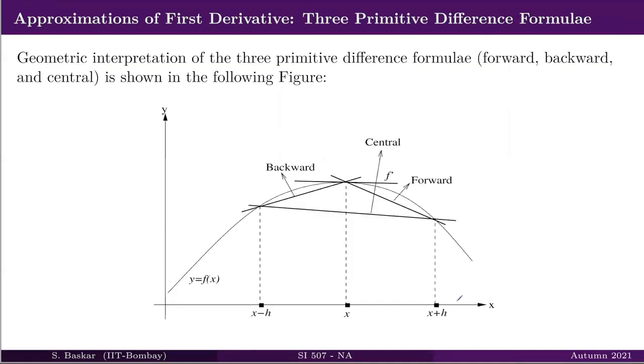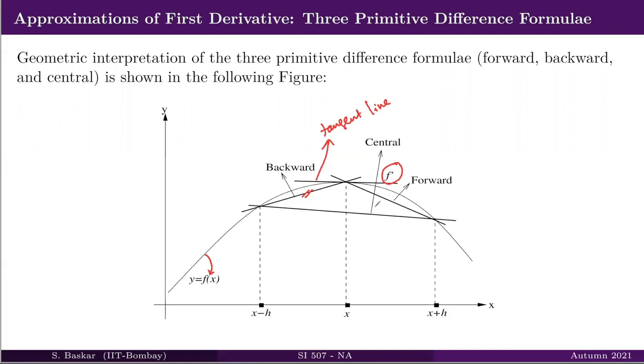Let us see the geometrical interpretation of these three primitive difference formulas, namely the forward difference, backward difference, and the central difference formulas. Let this solid black line be the graph of the function f of x. And now we want to find the slope of this tangent line at the point x, that is what is given as f dash, as we all know. In the backward difference formula, what we are doing is, instead of taking the slope of this tangent line, we are taking the slope of this line. That is what is the backward difference formula.